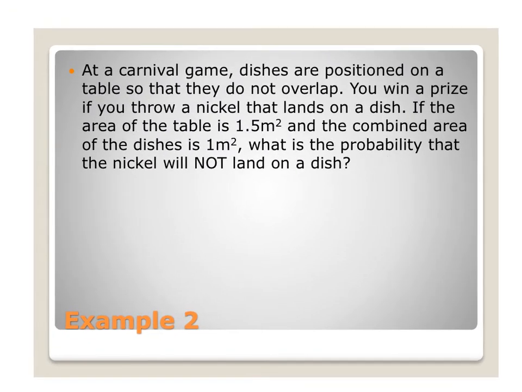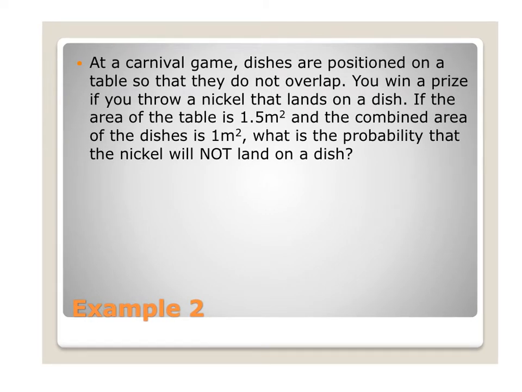At a carnival game, dishes are positioned on a table so that they do not overlap. You win a prize if you throw a nickel that lands on a dish. If the area of the table is 1.5 meters squared and the combined area of the dishes is 1 meter squared, what is the probability that the nickel will not land on a dish?